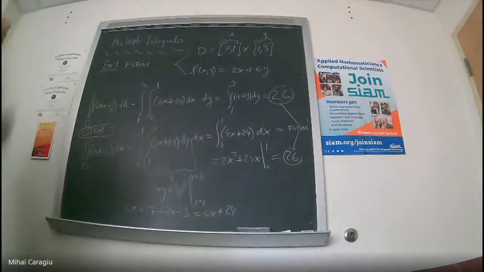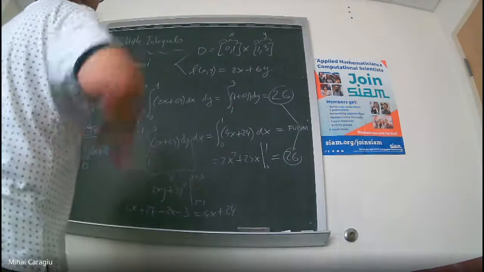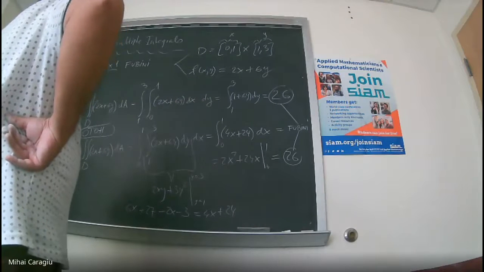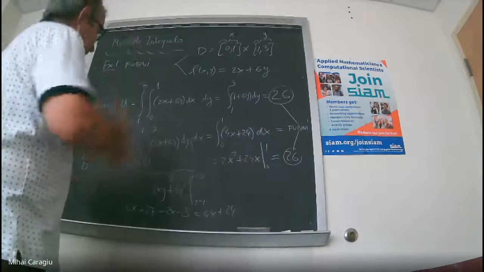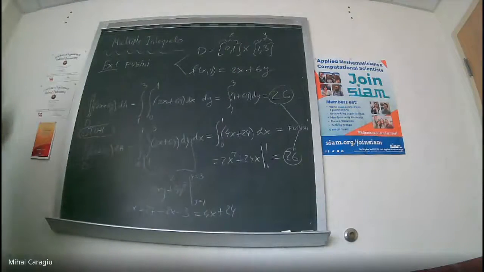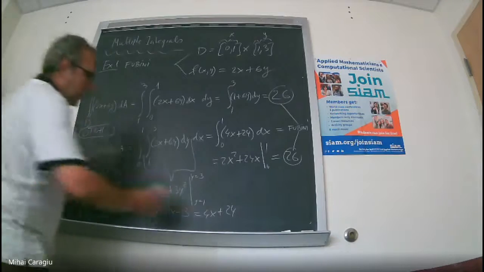Okay, so now we can calculate every integral over a rectangle by using this method of iterated integrals. A special case of great interest is integrating a separable function, which means a function over a rectangle that is a product of a function depending on x times a function depending on y.